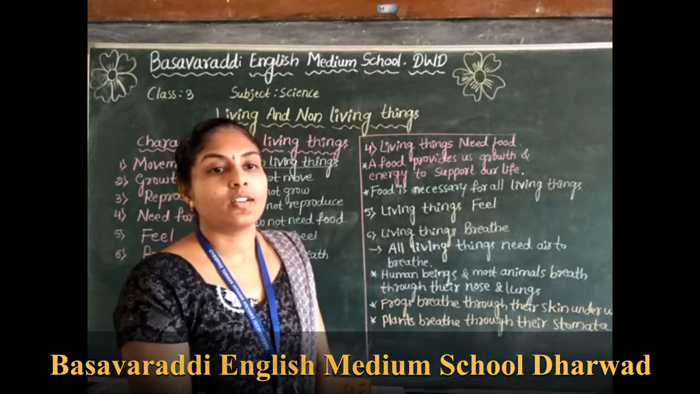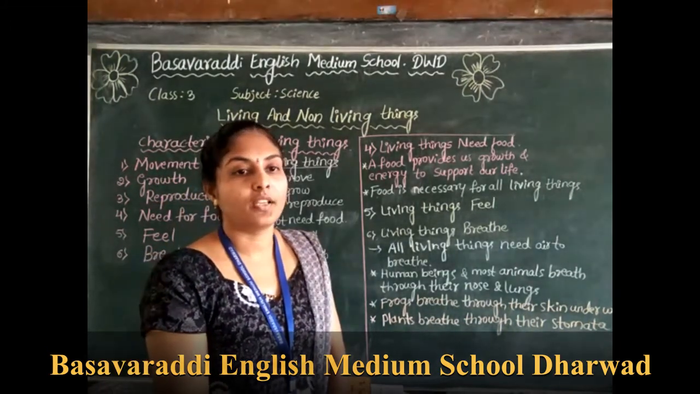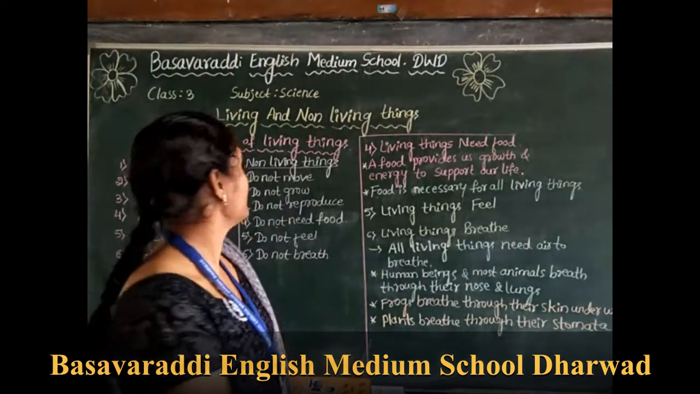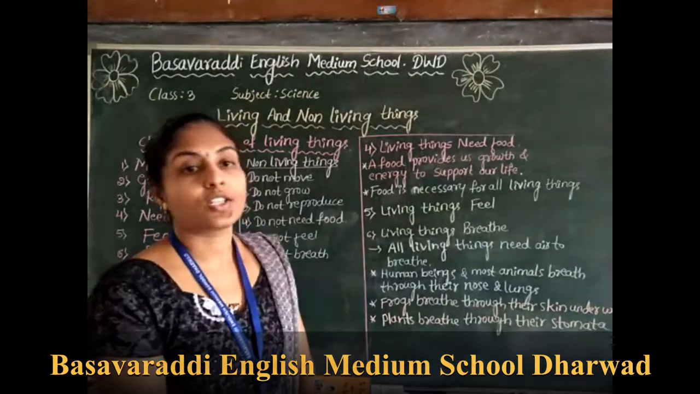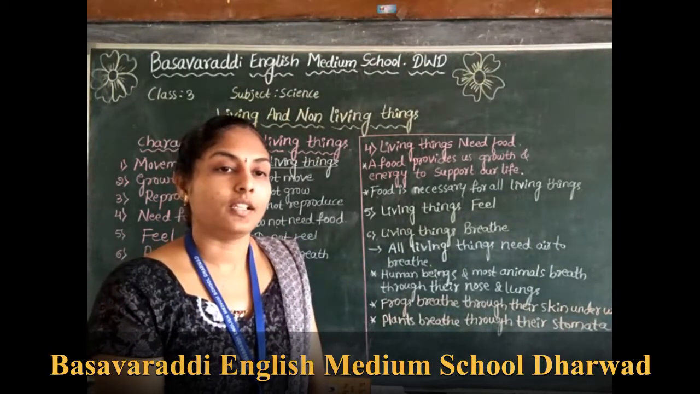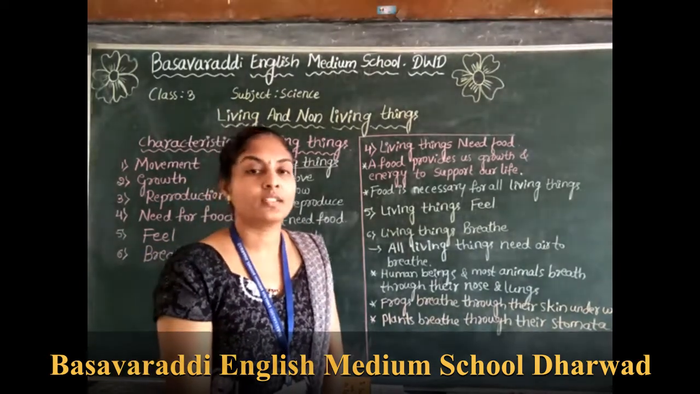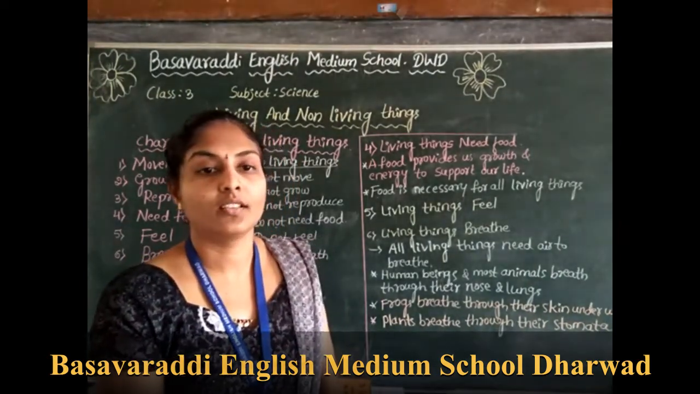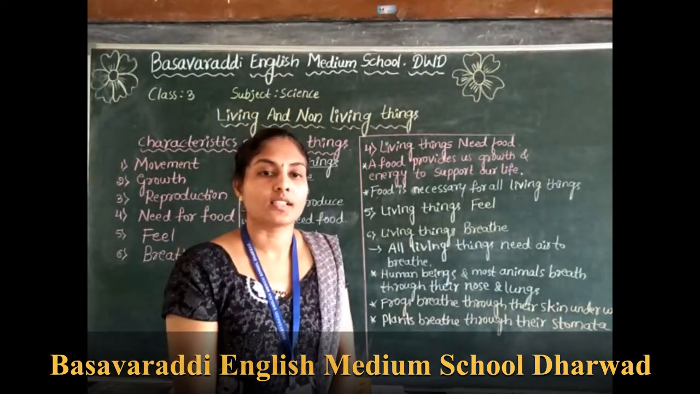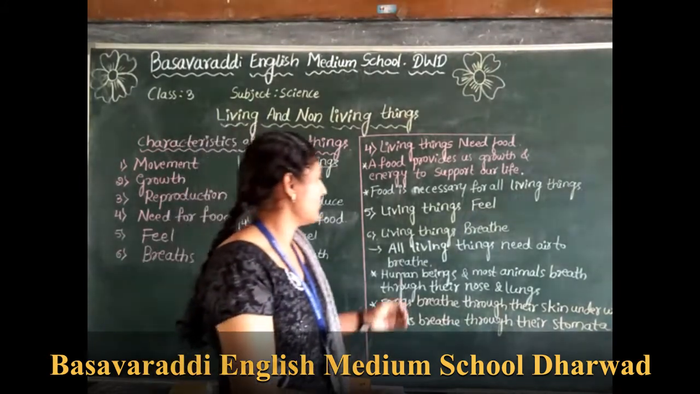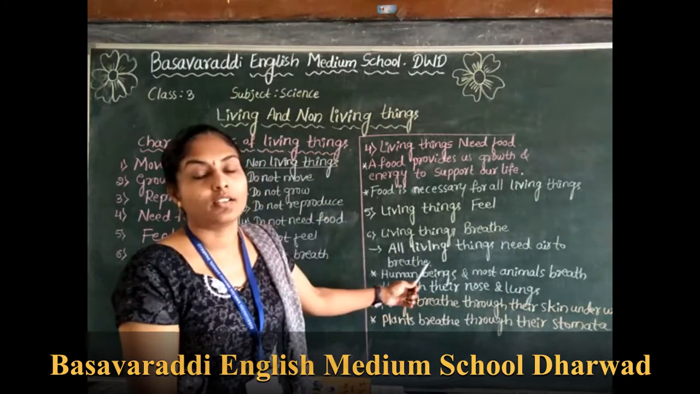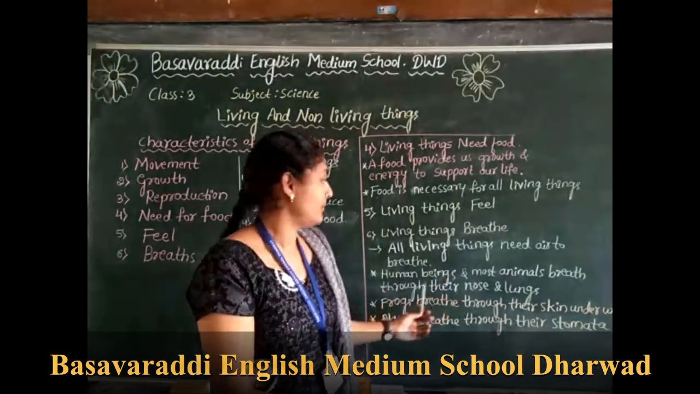Okay, the sixth one is living things breathe. This is the last characteristic of living things. Living things can breathe. This is one of the most interesting characteristics that distinguishes living things from non-living things. All living things need air to breathe.